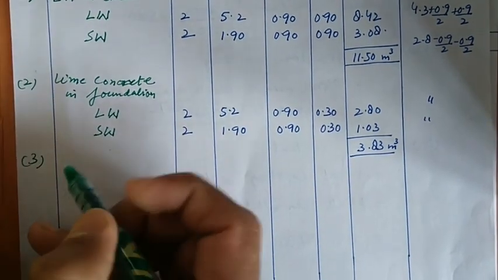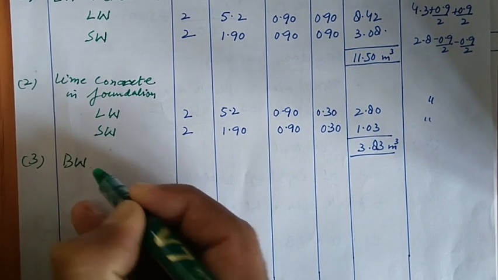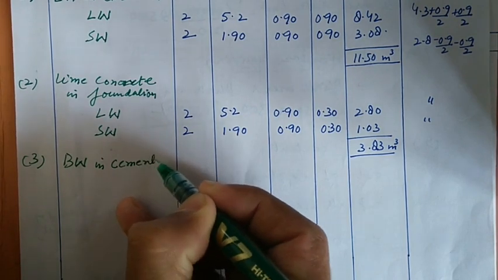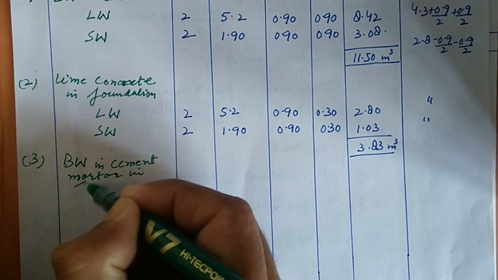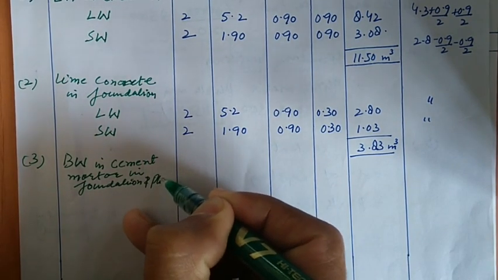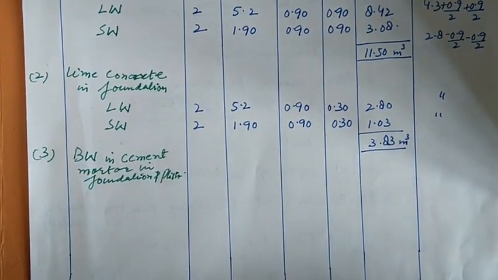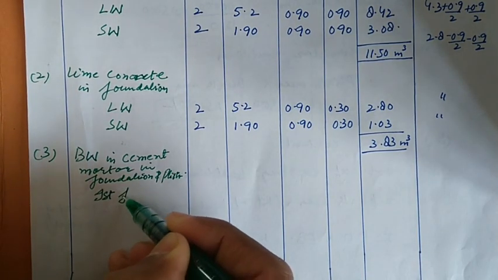Here now we have to calculate the brickwork in cement mortar in foundation and plinth. Again, how will I proceed in this? First of all, I will calculate for the first footing.